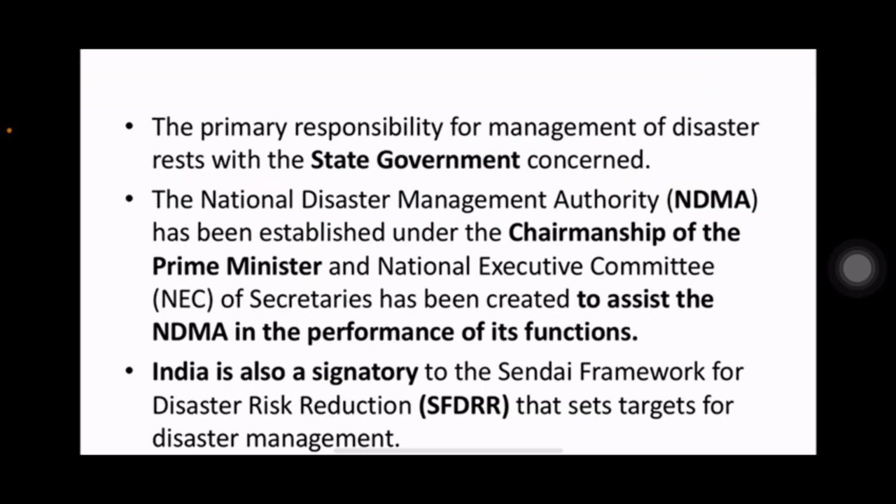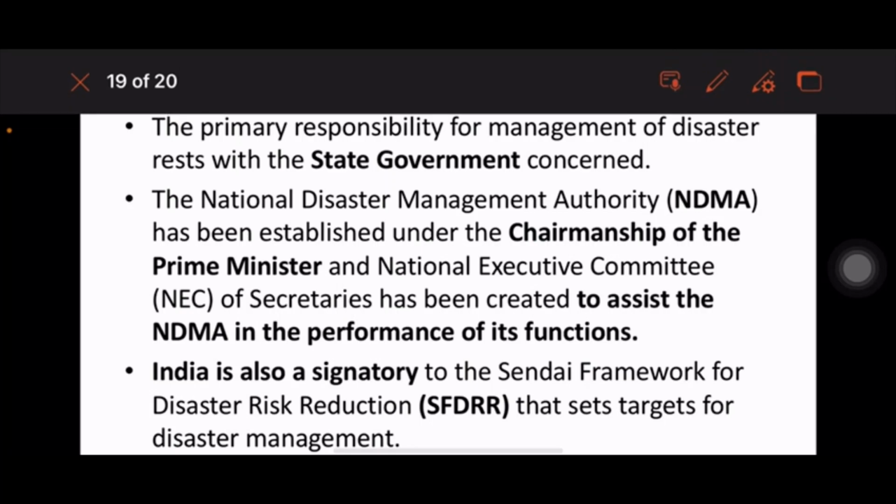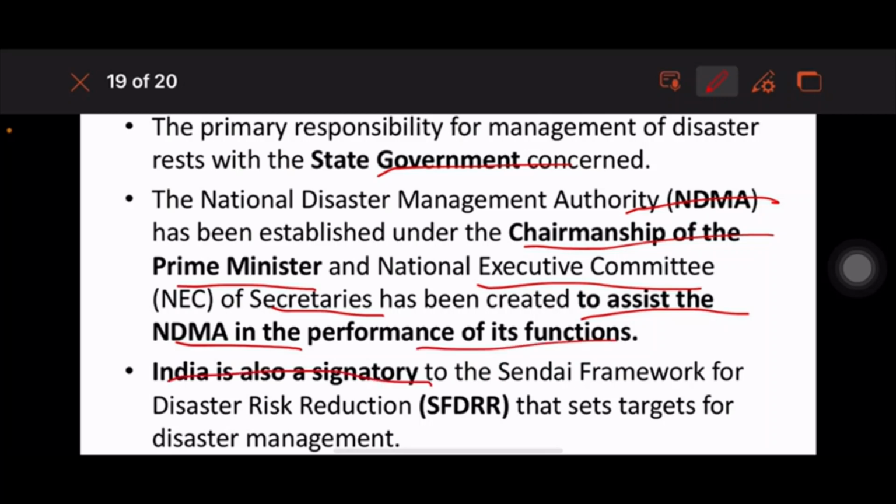Responsibility for management of disaster rests with the state government. Also, we have the NDMA and the State Disaster Management Authority. For the NDMA, which is established under the chairmanship of the PM, a National Executive Committee of secretaries has been created to assist the NDMA in the performance of its functions. India is a signatory to the Sendai Framework for Disaster Risk Reduction.